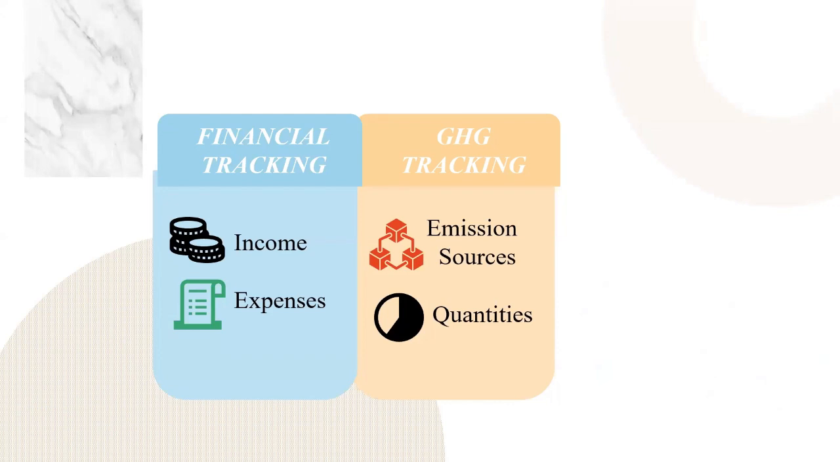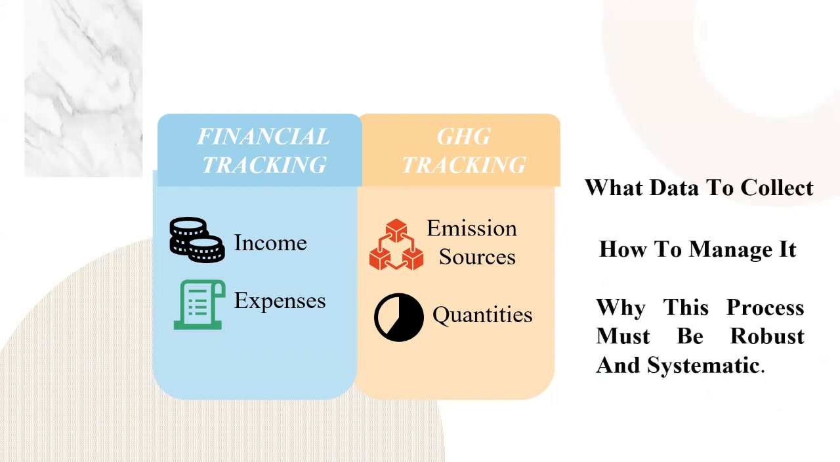A GHG inventory tracks emission sources and quantities, so you know exactly how much CO2 equivalent your organization is responsible for. But a GHG inventory is more than just a list. It's the backbone of any credible carbon strategy. And today, we'll talk about what data to collect, how to manage it, and why this process must be robust and systematic.